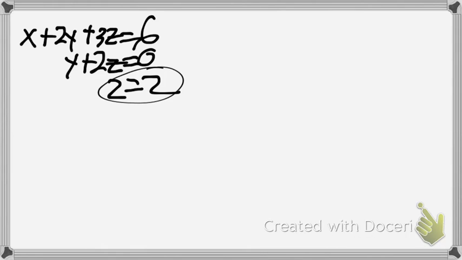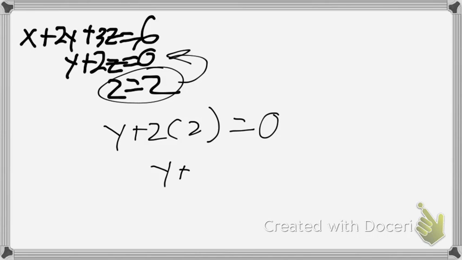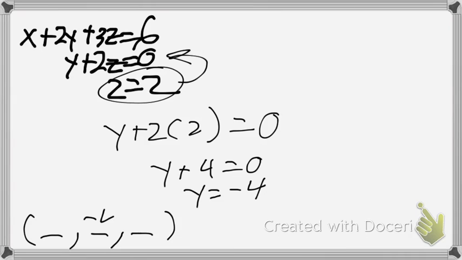Excuse my yawn. We're going to take that z equals 2 and plug it right back into the equation right above it. So we have y plus 2 times 2 equals 0, y plus 4 equals 0, or y equals negative 4. So we're looking for an x, a y, and a z. We've already got y is negative 4 and z is 2.